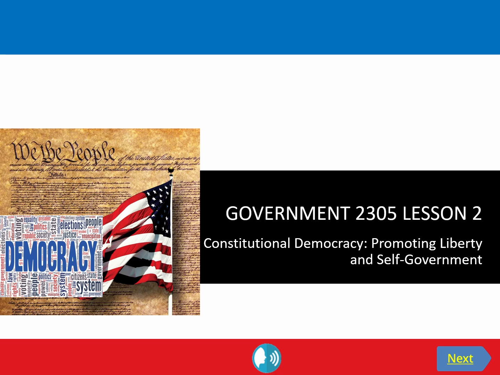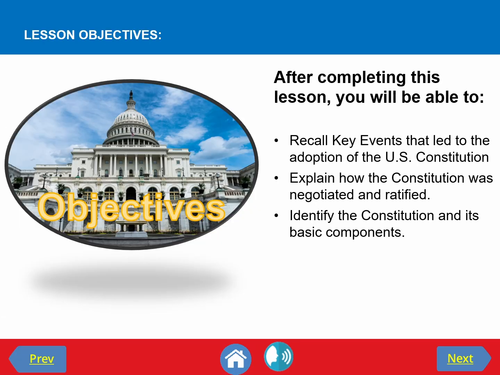Government 2305. Lesson 2. Constitutional Democracy, Promoting Liberty and Self-Government. After completing this lesson, you will be able to recall key events that led to the adoption of the U.S. Constitution, explain how the Constitution was negotiated and ratified, and identify the basic components of the Constitution.